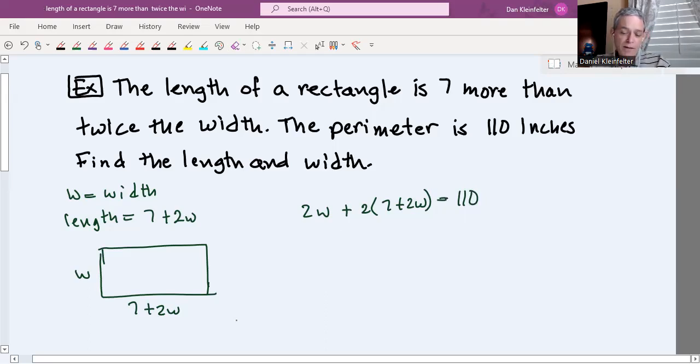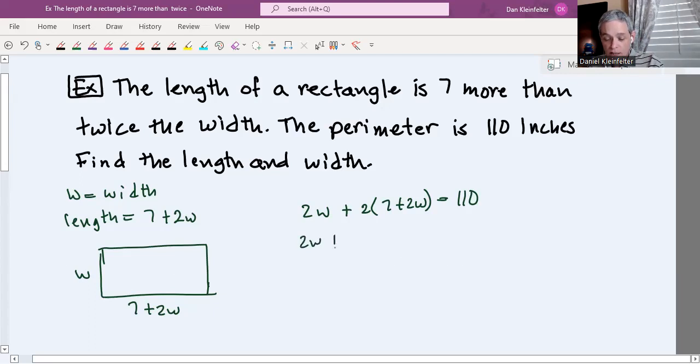Okay, so just backing up a little bit, we set a variable to be one of the things that we're trying to find. I chose width because in the first sentence, the length is described in terms of the width. So it's going to be easier to make the variable be the width. Then we describe the length in terms of the width in symbols. I drew a little picture because that helps me. I labeled the width side and the length side. I know that the perimeter for a rectangle is the distance all the way around. We have 2 of the width, we have 2 of the length, that equals 110.